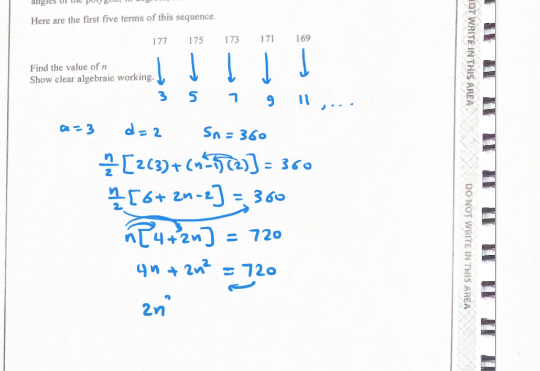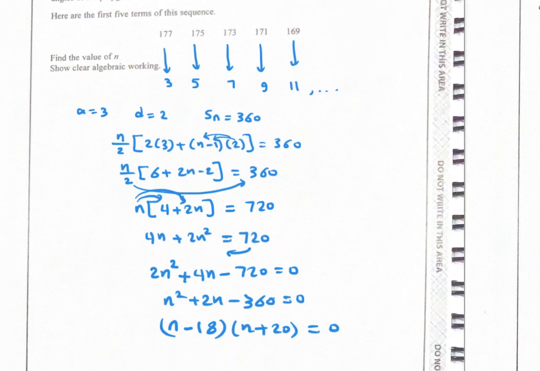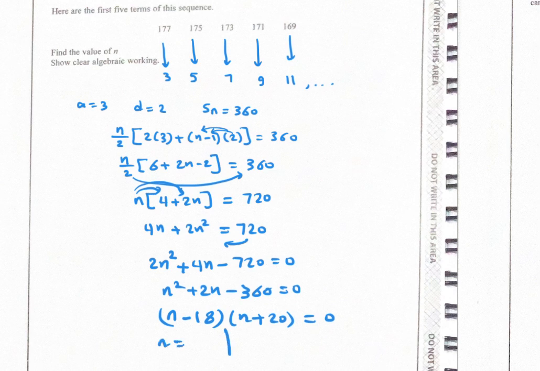Now we can transpose 720 to the other side and arrange. So you have 2n squared plus 4n minus 720 equals 0. You can divide by 2, so n squared plus 2n minus 360 equals 0. You can factorize: n minus 18 and n plus 20, or you can use a calculator to find the answer. So we have n equals 18 or n equals negative 20, negative rejected. The number of sides cannot be negative, so n equals 18.